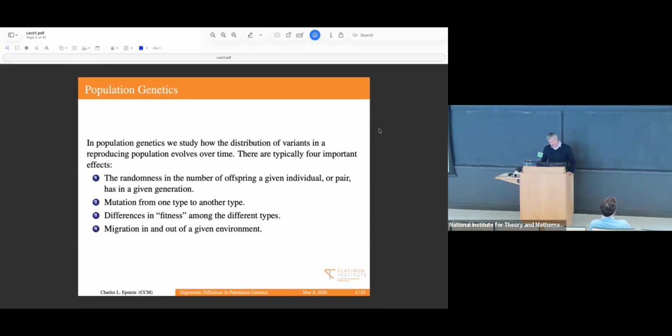In population genetics, you study the distribution of variance in a reproducing population, and you study how it evolves over time. There are four effects that are typically modeled. The first is the randomness in the number of offspring a given individual or pair has in a given generation. Then there's mutation from one type to another, which we're all familiar with. There's also some concept of fitness, so that differences in fitness among different types will produce different probabilities of having offspring in the next generation. And it's possible to talk about migration in and out of an environment, but I won't talk about migration at all.